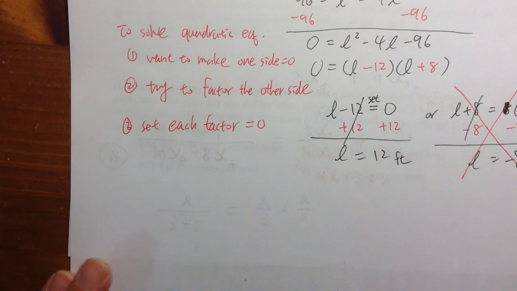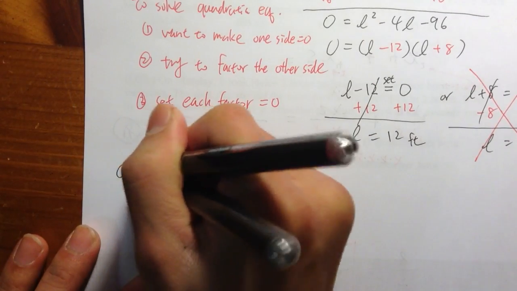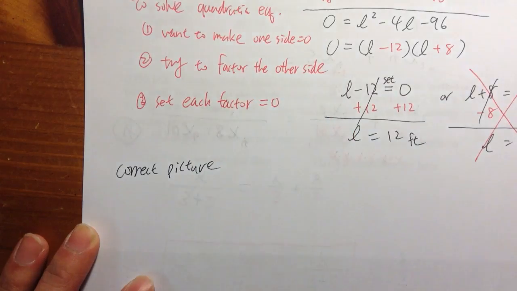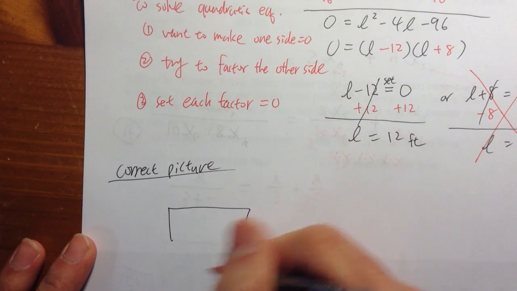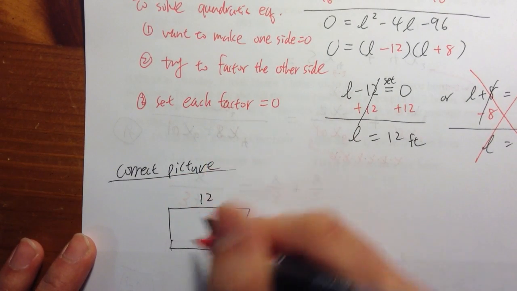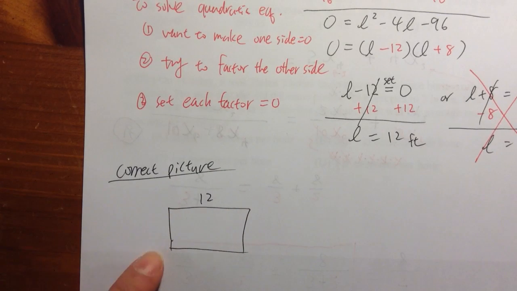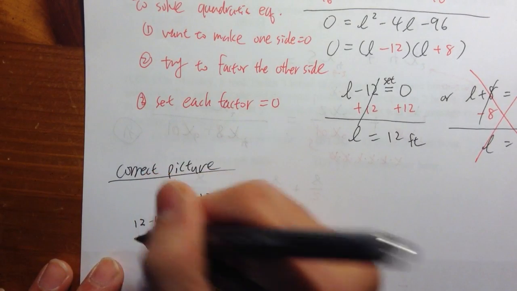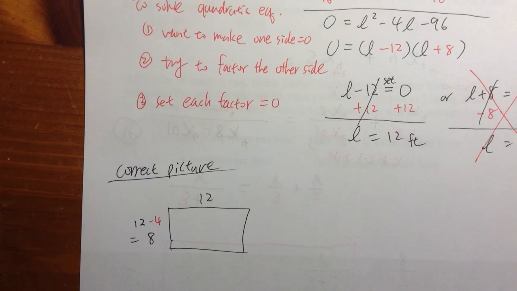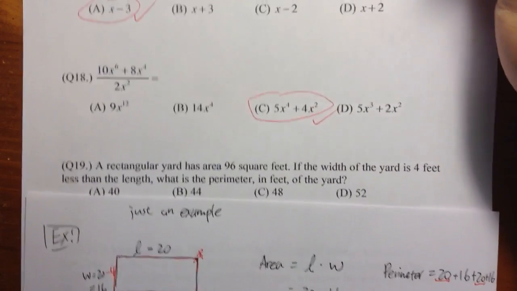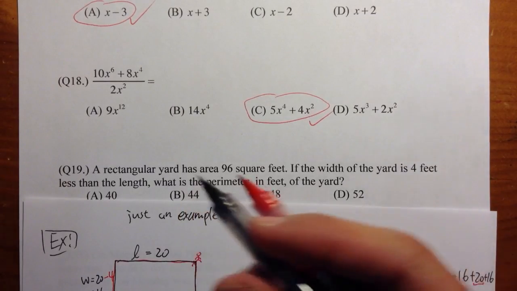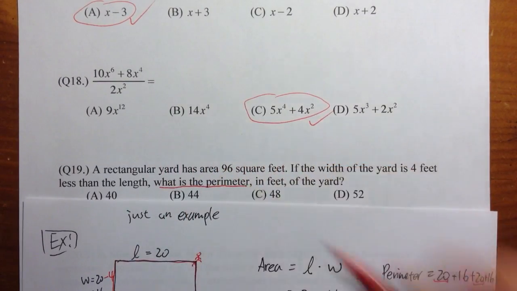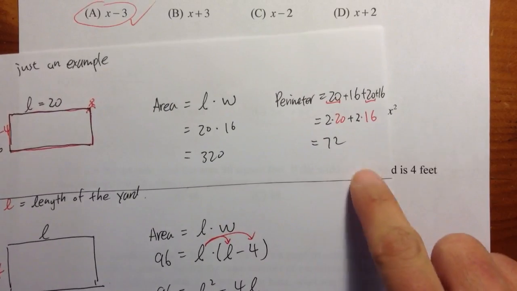So the correct picture is a rectangle and the length is equal to 12. This side right here is going to be 4 feet less than 12. So I need to do 12 minus 4. That will give me 8. Okay, and then if we look back to the question one more time, the question is asking what is the perimeter. That's why I talked about the perimeter earlier during the example.